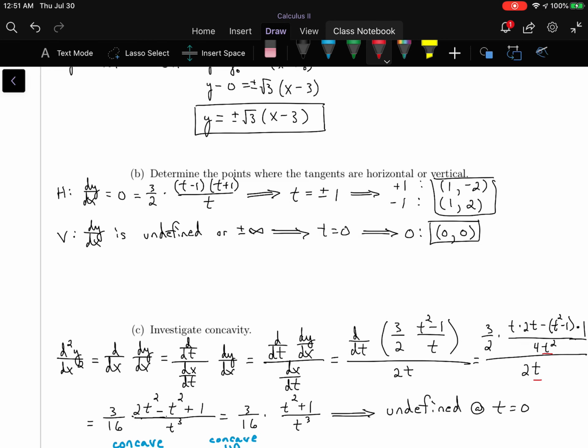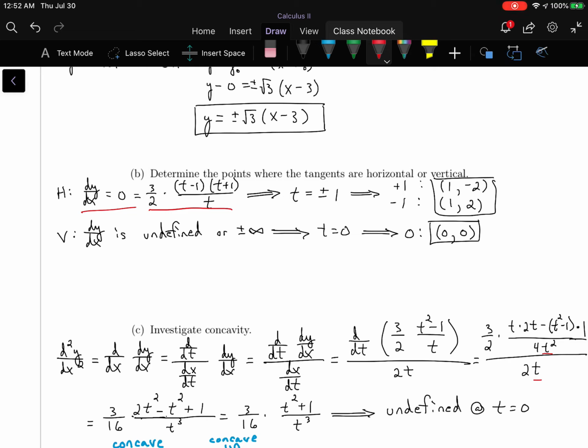Part B wants us to determine the points where the tangents are horizontal or vertical. Horizontal means the slope is going to be 0, and so that is the first detail that I'm investigating. So that means that this formula of t has to be 0.